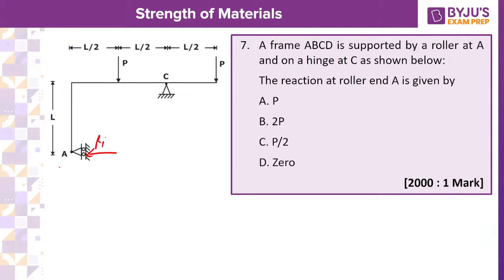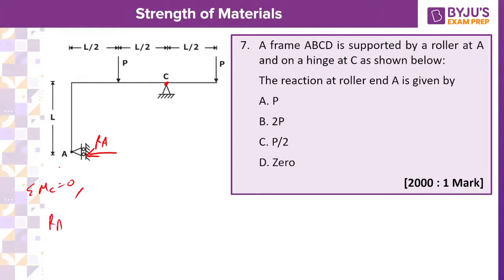The reaction at A, of course this is a roller, so you will have only one reaction, perpendicular, normal to the surface, right? Now you can go for the summation of moment at C equal to 0. Summation of moment at C must be equal to 0. If you do that, how much will you get?